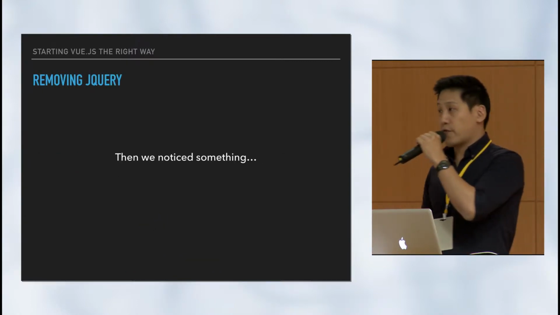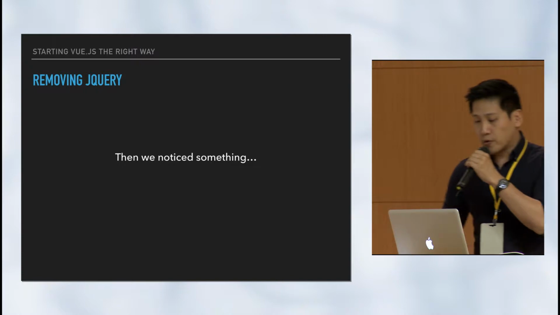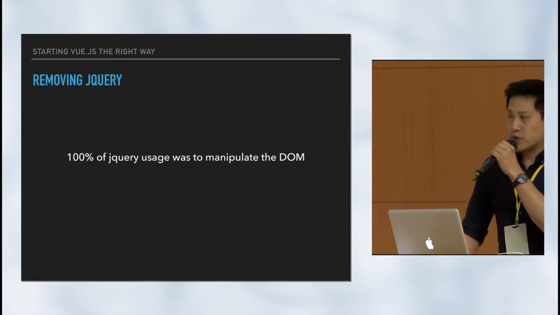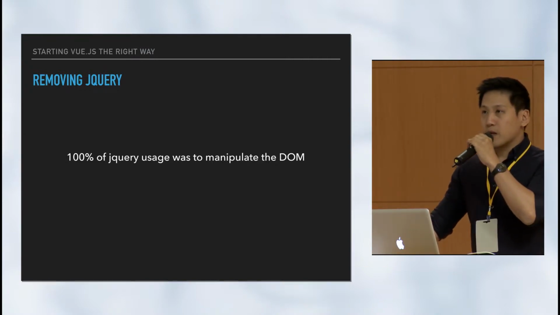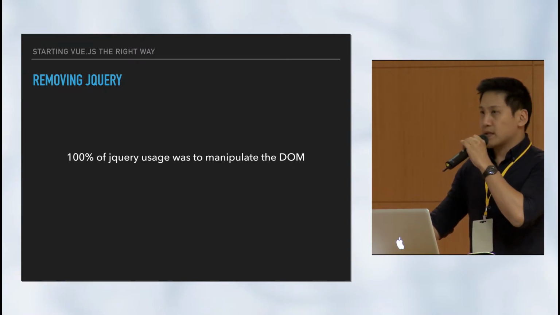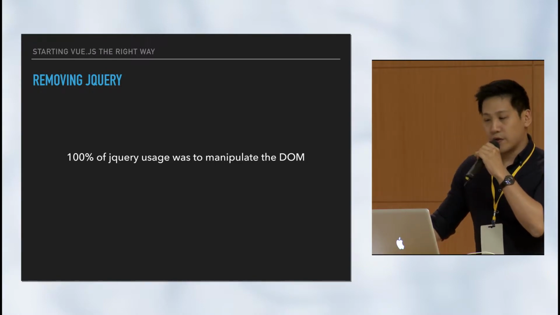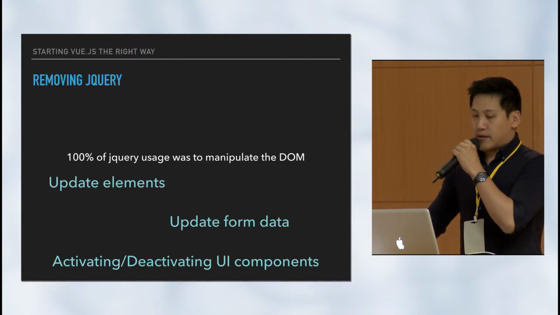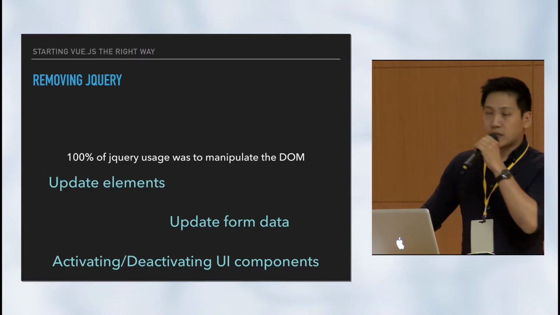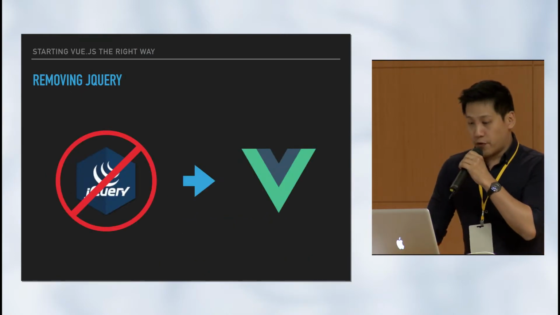So, with the forms replaced properly and fixed properly, we started to notice something. We started to notice that all our jQuery usage was to manipulate the DOM itself. I'm sure all of you here have experience with jQuery, right? A lot of us here actually use jQuery to manipulate simple things in the website. Things like changing your value, or changing the text of a button. So we realized that we're using jQuery to update elements, to update the form data, to activate and deactivate UI components. This was when we decided to remove jQuery altogether and replace it with Vue.